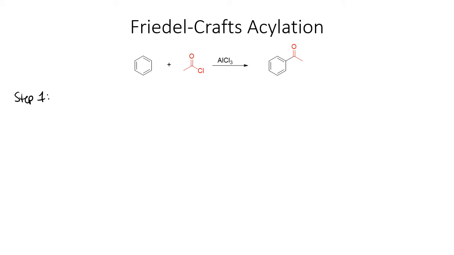And again, we'll break it down into two steps. So the first step is going to be the formation of our electrophile. Now this reaction also runs in the presence of a Lewis acid catalyst, and we'll use aluminum chloride here. So as we've seen with the previous reactions, we're going to have the chlorine of the acyl chloride come in and attack the Lewis acid.